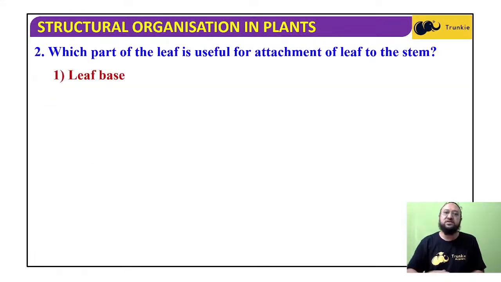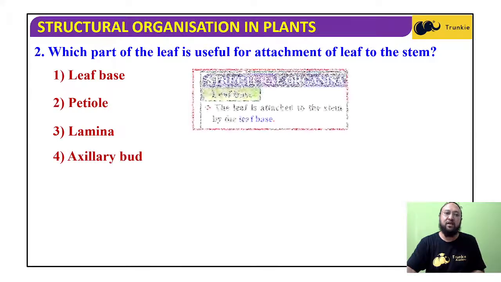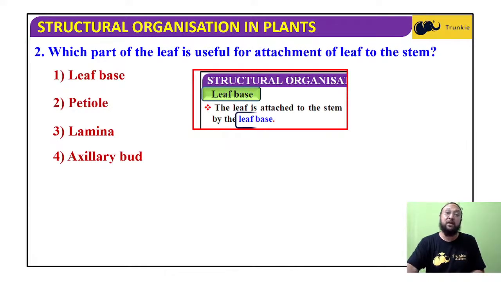Which part of the leaf is useful for attachment of leaf to the stem? Is it the leaf base, or is it the petiole, is it the lamina, or axillary? It is the leaf base. Okay, so it's very easy.